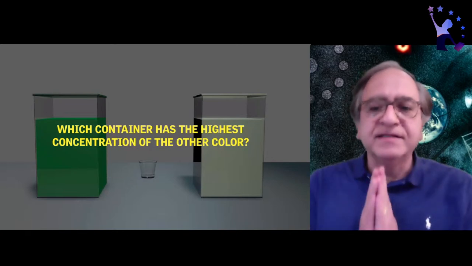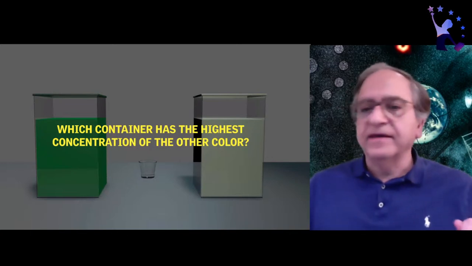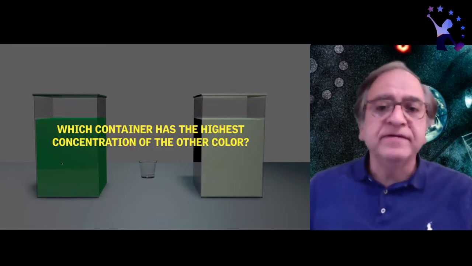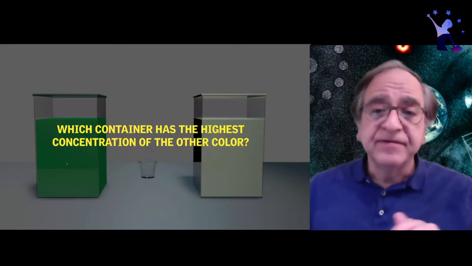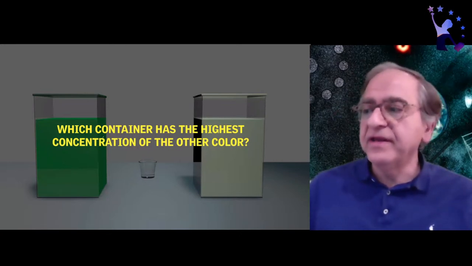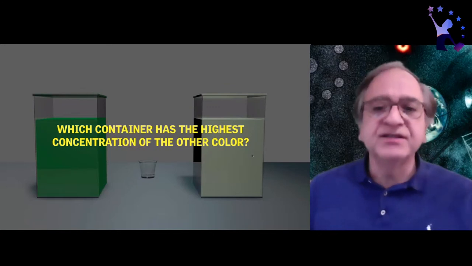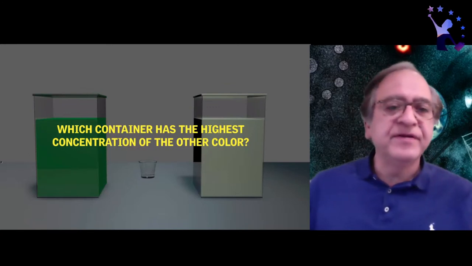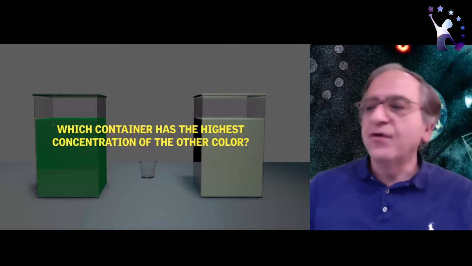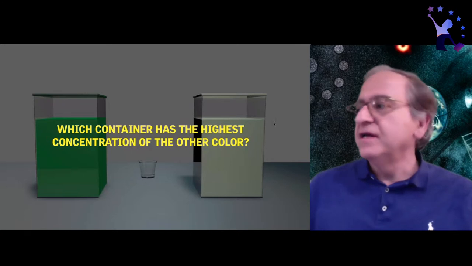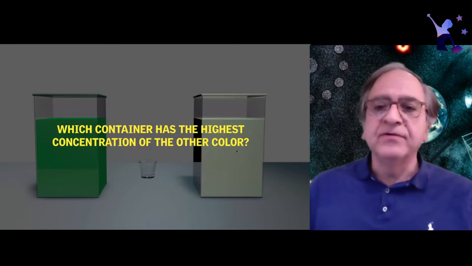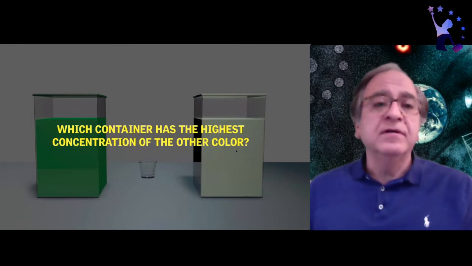So the way we're going to ask is this. Those who think that the green container has more white, write G. Those who think that the white container has more green in it, write W in the chat. So again, let me repeat it. Those who think that the green container has more white, write G. And those who think that the white has more green, write W. And those who think they are equal, write E.